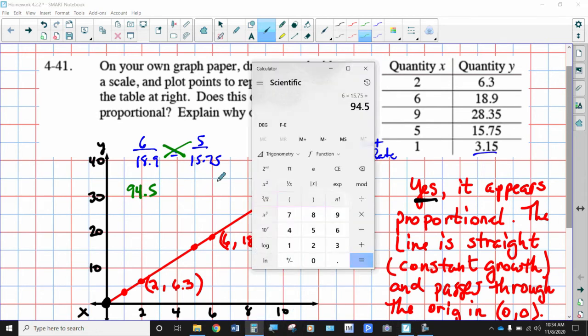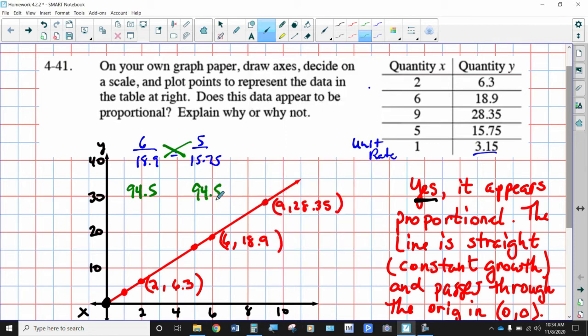And let's take 5 times 18.9. 5 times 18.9, 94.5. There we go. So we have proven this in multiple ways. There's a unit rate, which is the constant multiplier. There is the proportional reasoning, where the cross products of any two ratios are equivalent to each other, which means the two fractions are equal. And then we've got a graph that passes through the origin and is a straight line. All of those indicate, yes, this is a proportional situation.